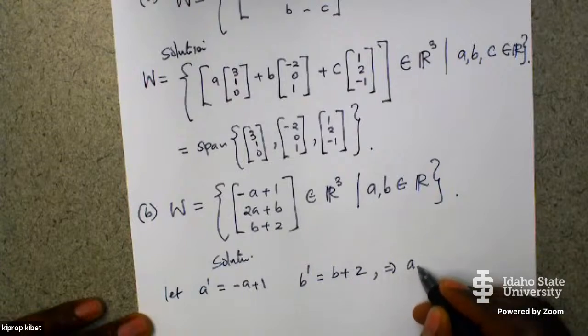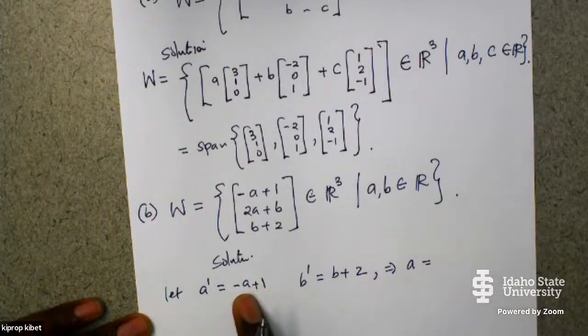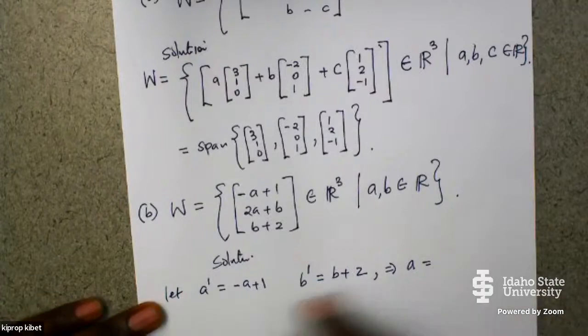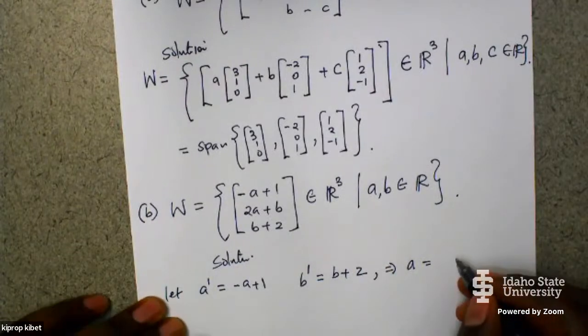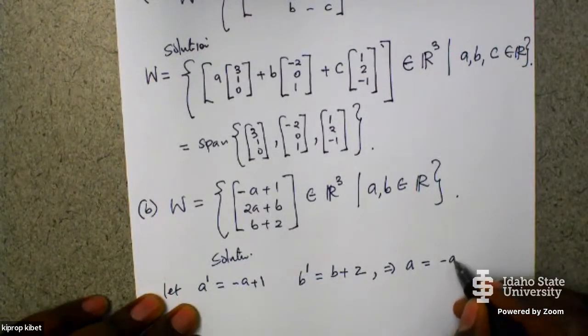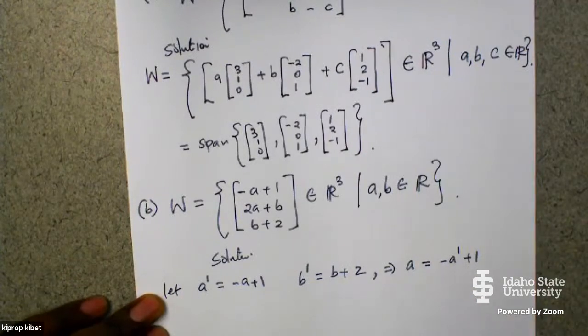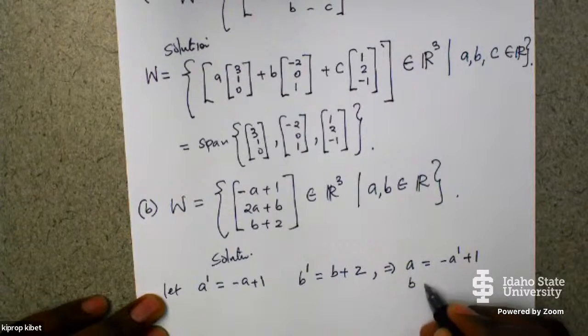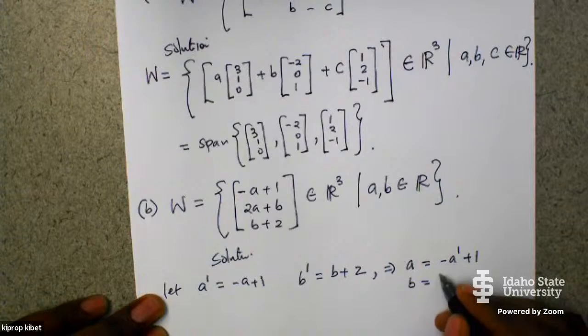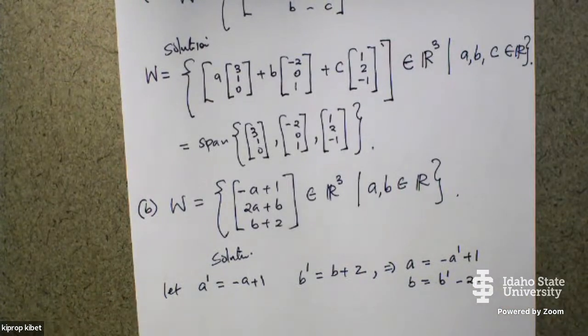then A can be equal to, so we can take this one here and then we bring this one, A to be equal to minus A prime plus 1. And then our B to be equal to B prime minus 2.